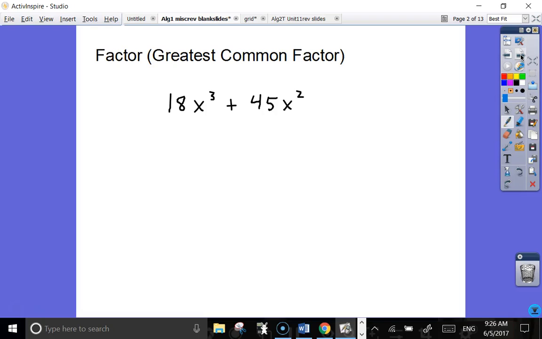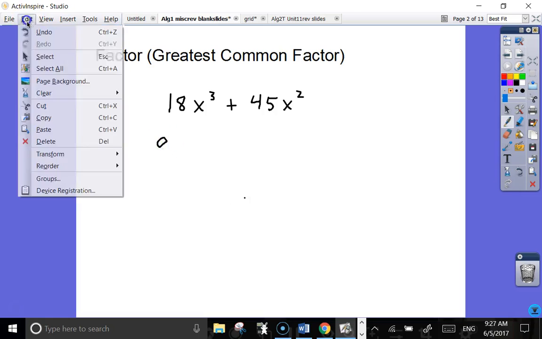What would be the greatest common factor between these two terms? 9 could be part of it. What else is part of it? Yeah, both of them have an x squared. This one's got actually 3 times x, but this has got 2 times x. So let's take out a 9.